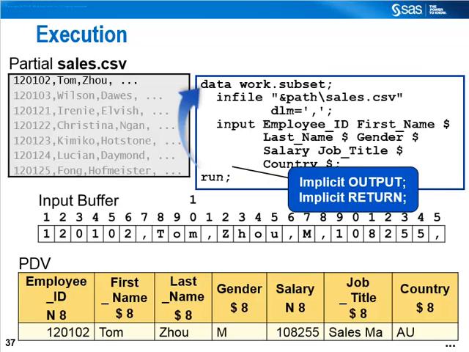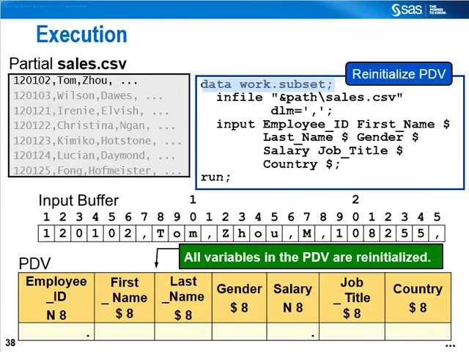Then it writes an observation to the new dataset using the data in the program data vector. When SAS returns to the top of the data step, the PDV is reinitialized. When reading from a raw data file, the entire PDV is reinitialized. Remember, variables from the SAS dataset are not reinitialized. But in this case, no variables are coming from a dataset. They are all new variables and therefore all are reinitialized.